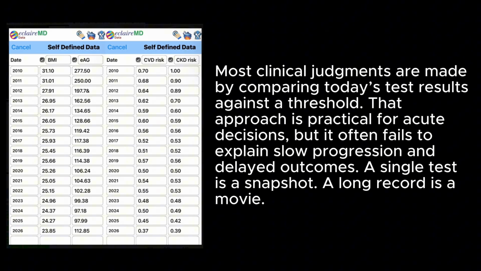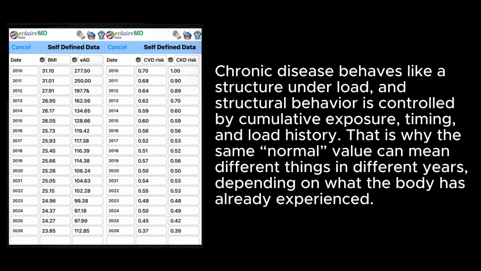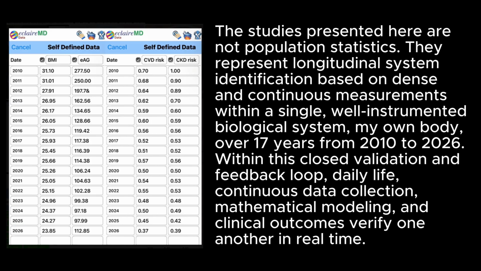Most clinical judgments are made by comparing today's test results against a threshold. That approach is practical for acute decisions, but it often fails to explain slow progression and delayed outcomes. A single test is a snapshot. A long record is a movie. Chronic disease behaves like a structure under load, and structural behavior is controlled by cumulative exposure, timing, and load history. That is why the same normal value can mean different things in different years, depending on what the body has already experienced.